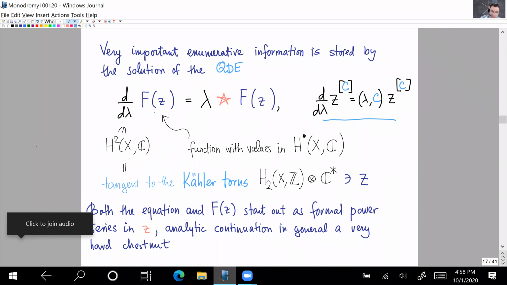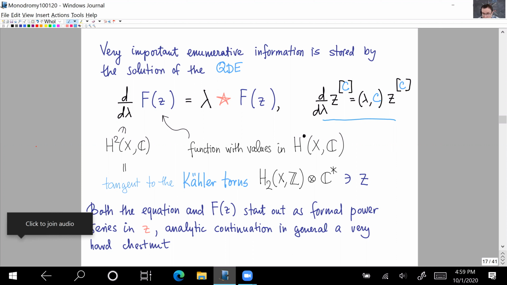And so the equation says the derivative of this f is the quantum product with the solution. So this looks like, in fact, a constant coefficient differential equation. But then you realize that the quantum product is some operation that depends on z. So it's a linear operation, but it's not constant coefficient. So it's some linear operator.